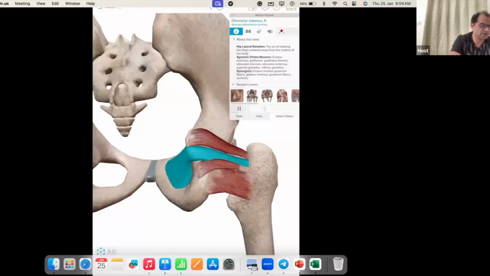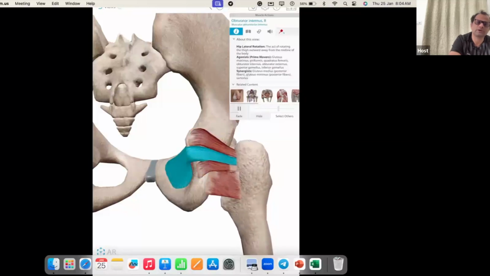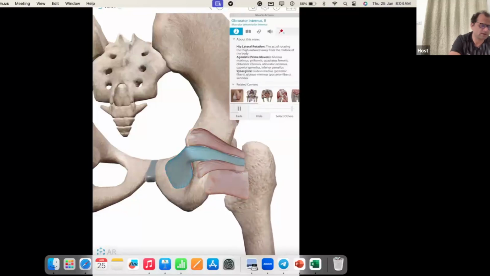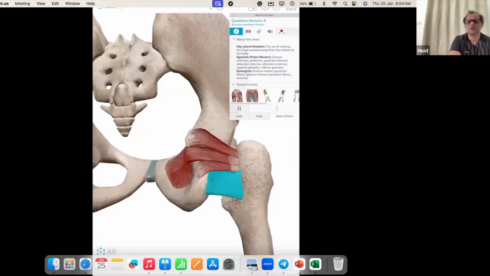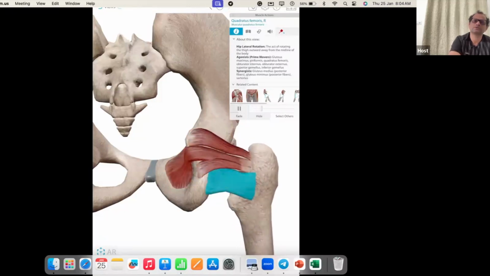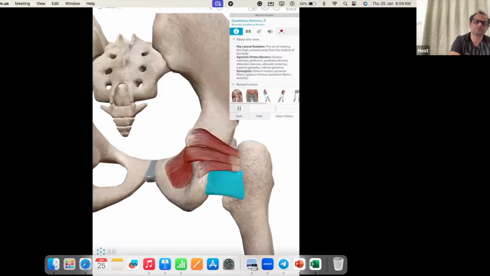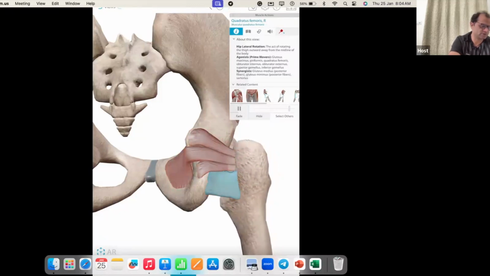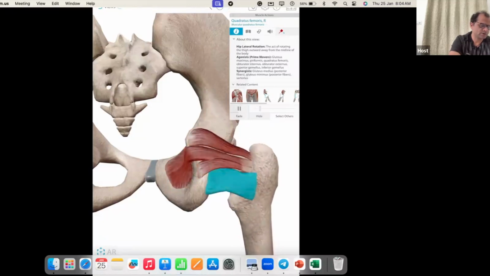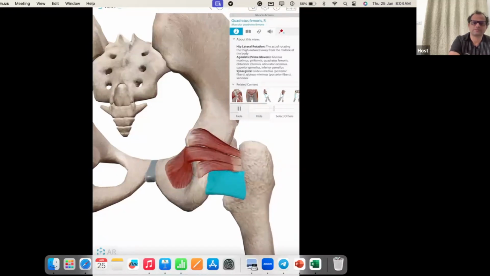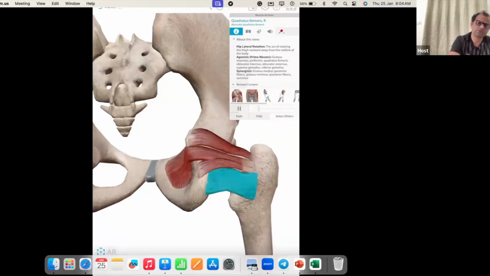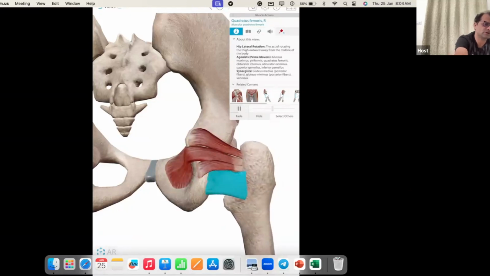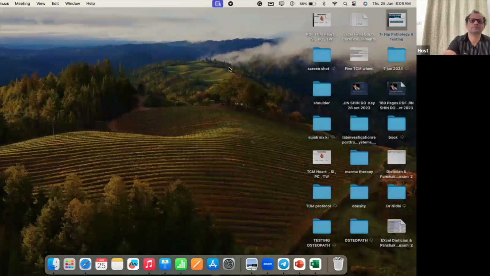Then this is the obturator externus and internus, and last is the quadratus femoris. How many muscles should we remember? We can remember the quadratus femoris, the piriformis and the gluteus maximus. Piriformis is very important. So these are the 7 muscles responsible for the external rotation of the hip.